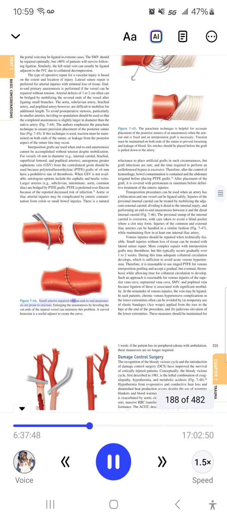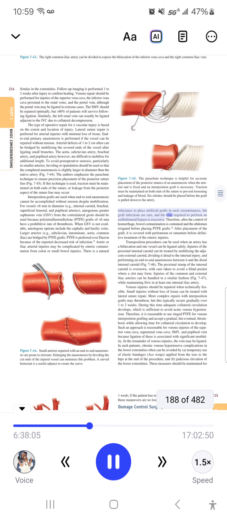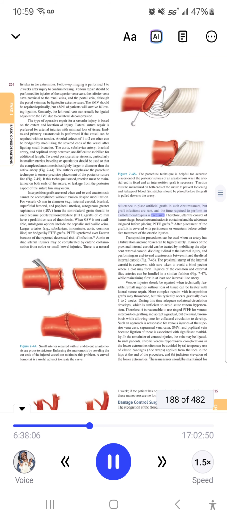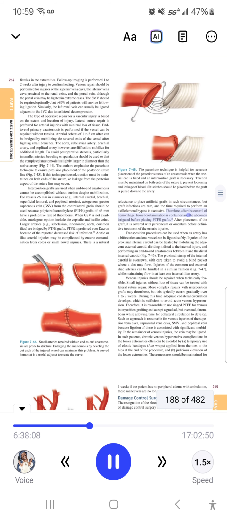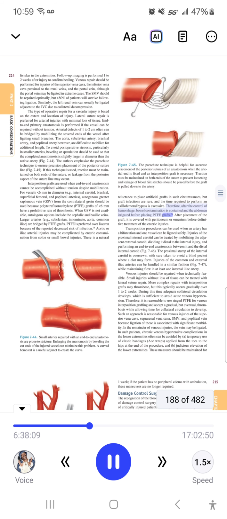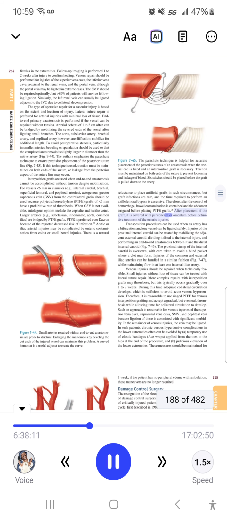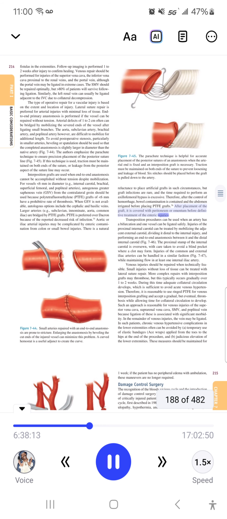Surgeons are reluctant to place artificial grafts in such circumstances, but graft infections are rare, and the time required to perform an axillofemoral bypass is excessive. Therefore, after control of hemorrhage, bowel contamination is contained and the abdomen irrigated before placing PTFE grafts. 76. After placement of the graft, it is covered with peritoneum or omentum before definitive treatment of the enteric injuries.